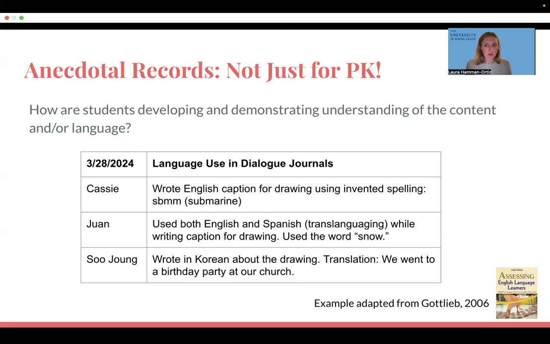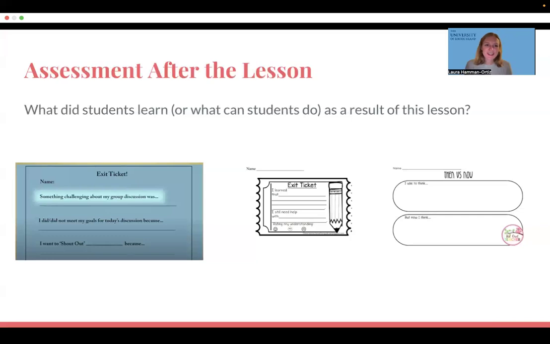And you can also do this as you walk around the room. You have maybe a particular focus of the content learning or the language learning that you're hoping students will be using, and you're jotting down notes as you go. And of course, assessing after the lesson. So thinking about what your students learned or can do as a result of the lesson.